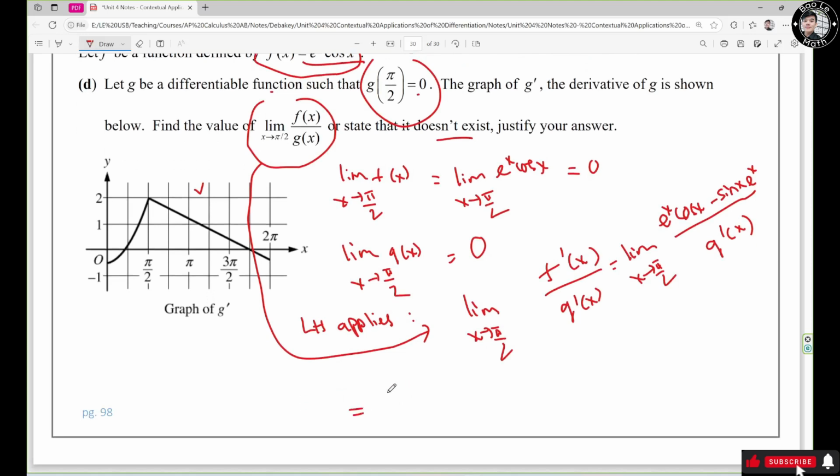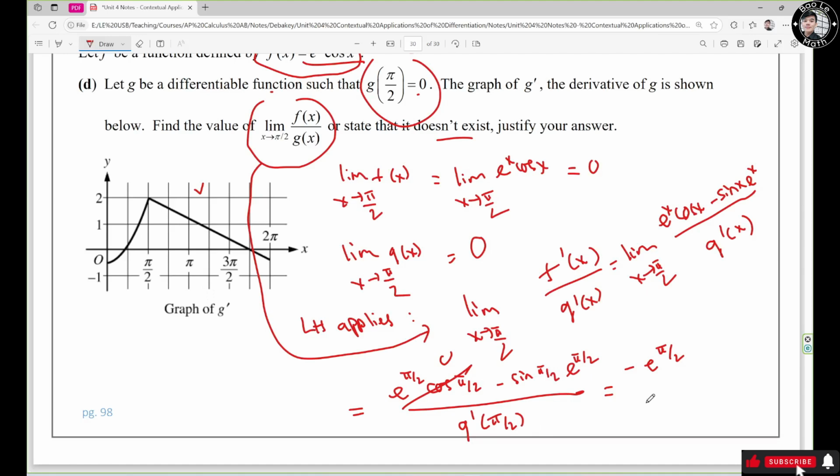So this guy turns out to be e to the pi over 2 cosine pi over 2 minus sine pi over 2 times e to the pi over 2, over g prime of pi over 2, right? So the first term equals 0, and this guy equals negative e to the pi over 2 because sine pi over 2 equals 1, over g prime of pi over 2, which is actually 2 from the graph, right? So the answer is negative 1/2 e to the pi over 2, right?